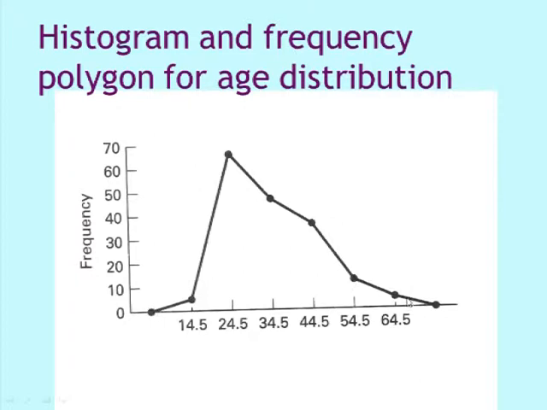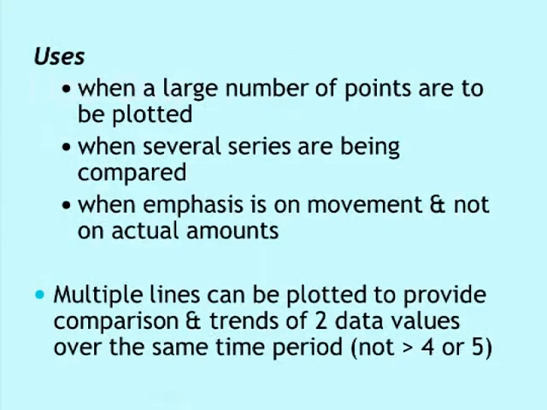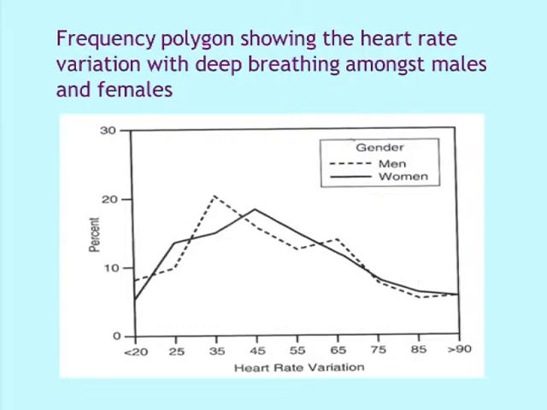And you can compare more than two frequency polygons in one graph, as you can see in the next graph, wherein males and females are being compared on heart rate variation with deep breathing. As the heart rate varies according to the deep breathing, we can compare it for males and females.